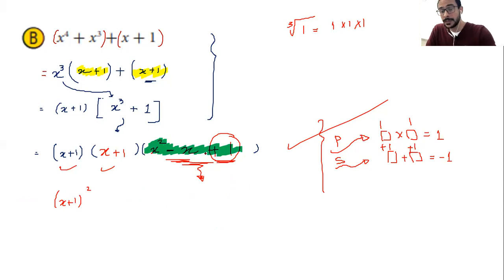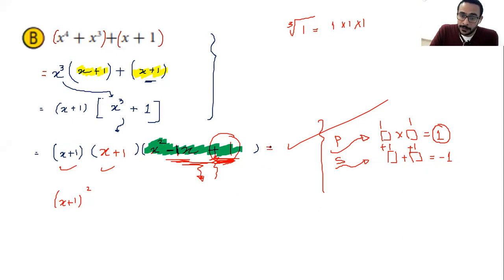But x squared minus x plus 1, I think of two numbers whose product is 1. What times what gives 1? 1 times 1 gives 1, but the sum of them, since I have minus in the middle here, should be negative 1. Can you add 1 and 1 and get negative 1? Can you subtract 1 and 1 and get negative 1? No. So it's not factorable.